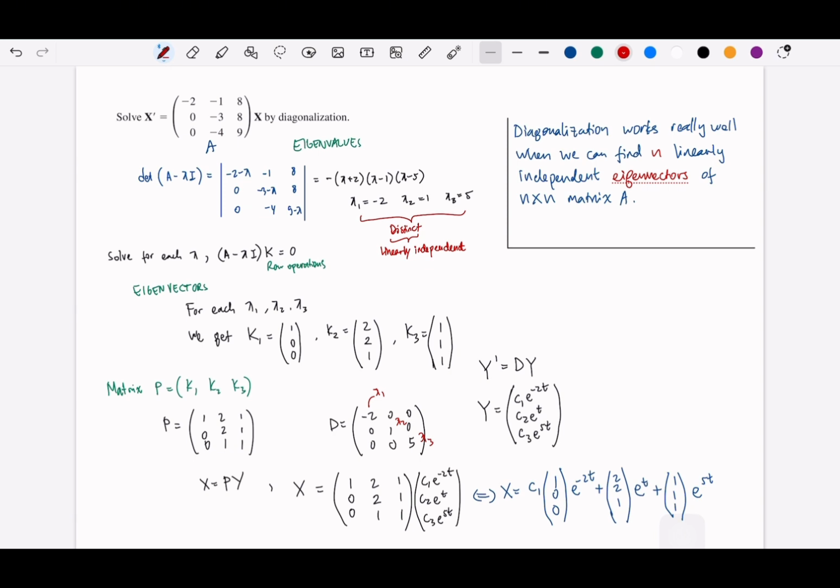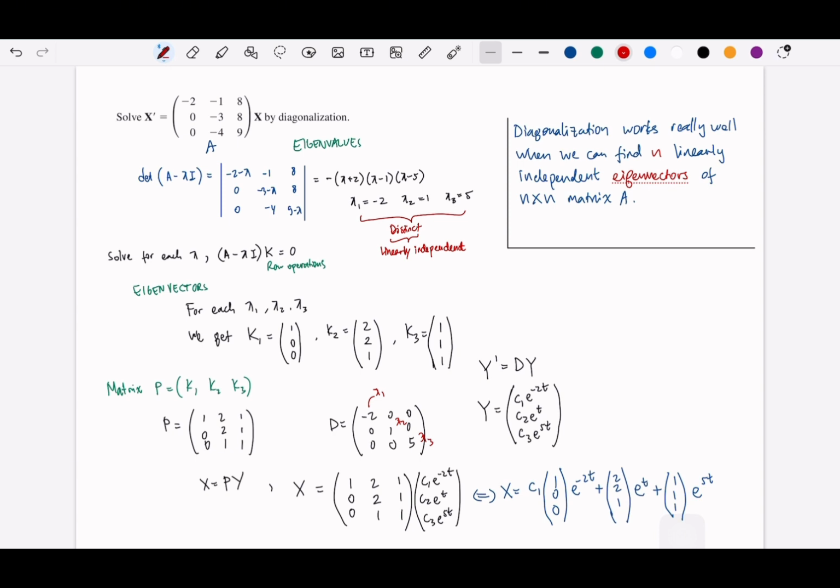But we need to check the matrix P, whether it gives the matrix D, or whether the matrix D is equal to the eigenvalues or not. We have done some part of that within this expression here, solving the differential equations through diagonalization. So it works really well when we can find independent eigenvectors.